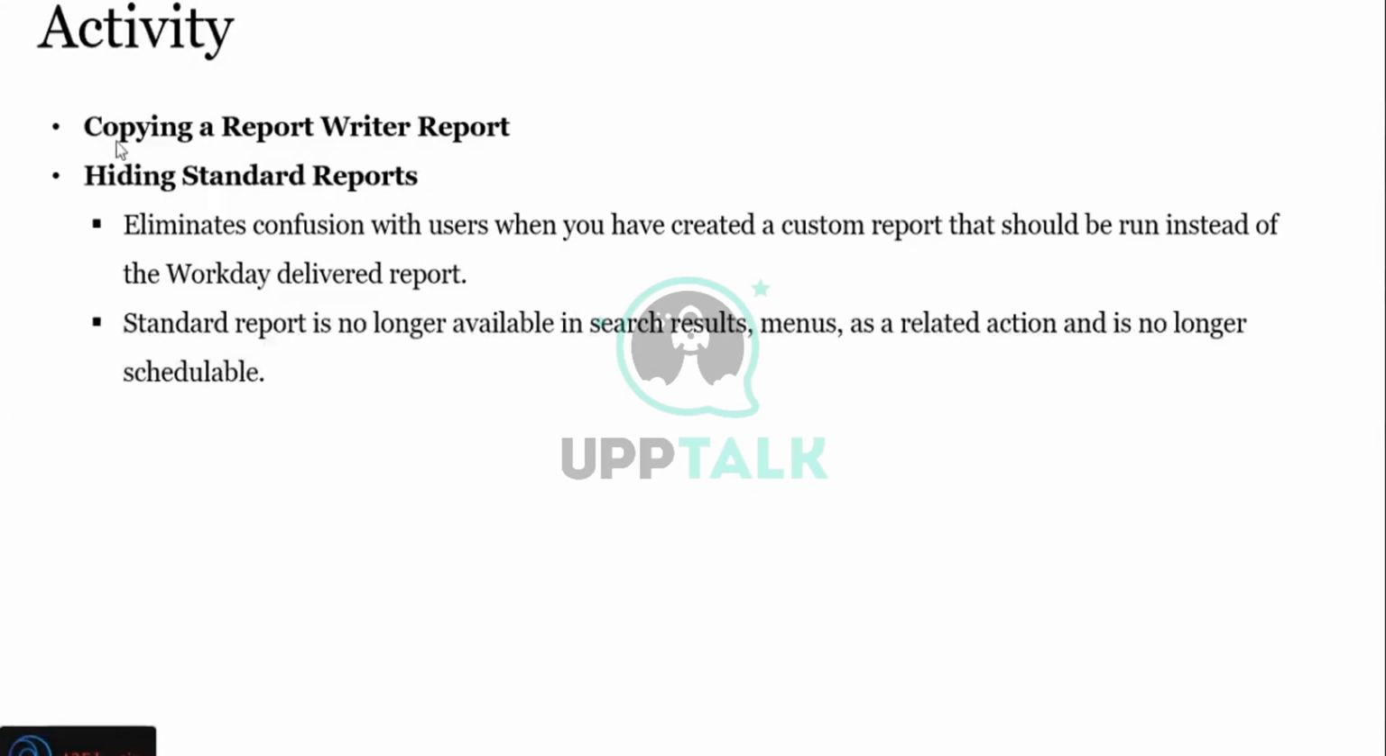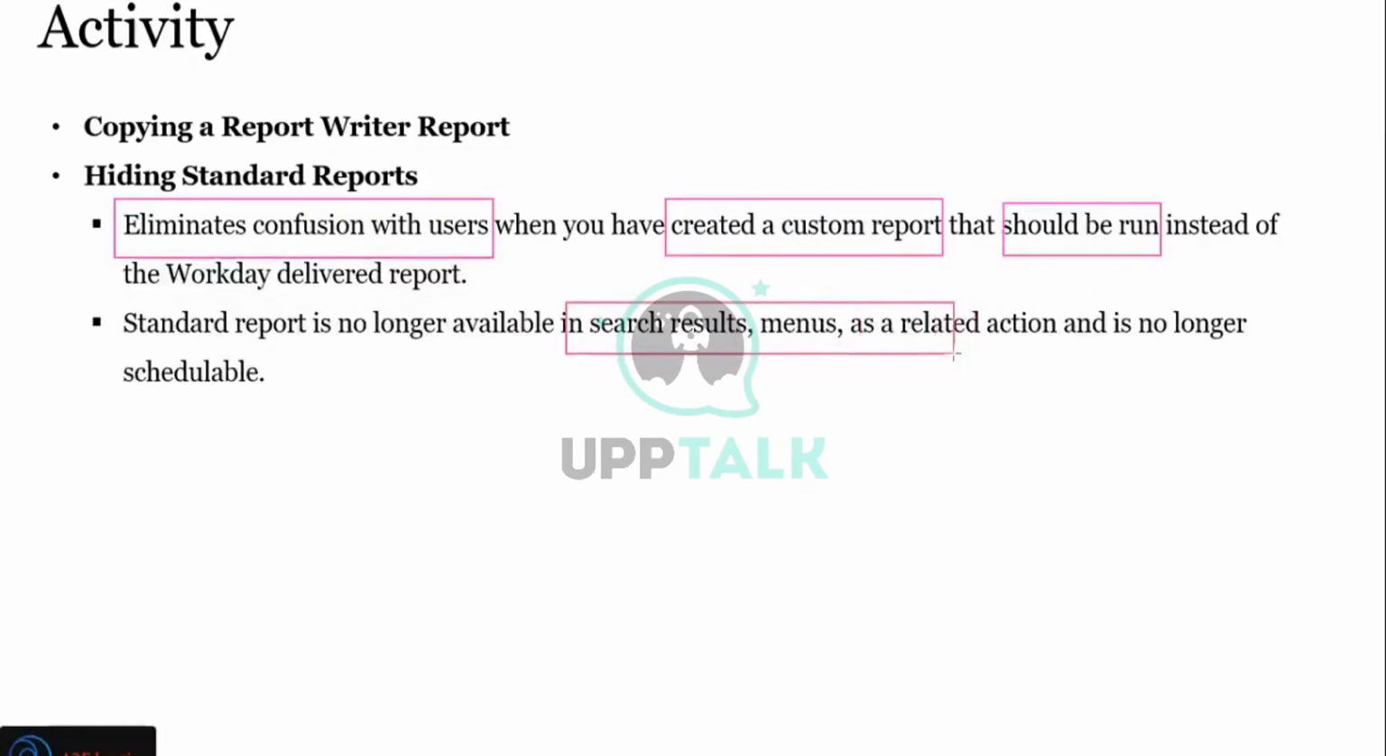The purpose of hiding a standard report is to eliminate confusion for your end users. Because if your end users see that there are two versions of the same report, they'll not know which report to use. It eliminates confusion for your end users when you have created a custom report. Right, and that custom report should be run instead of the standard report. What happens? It is no longer available in your search results. In your menus, all those options are disabled for your end users.